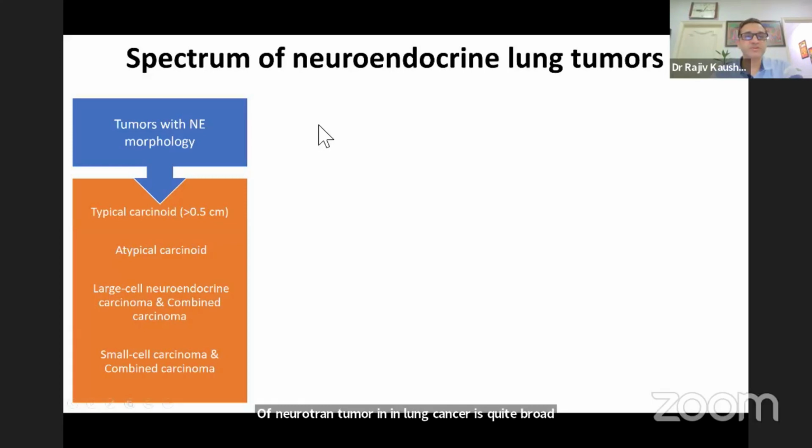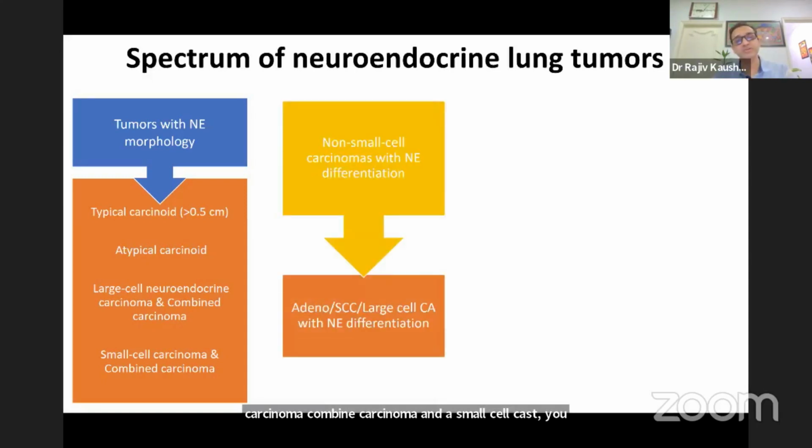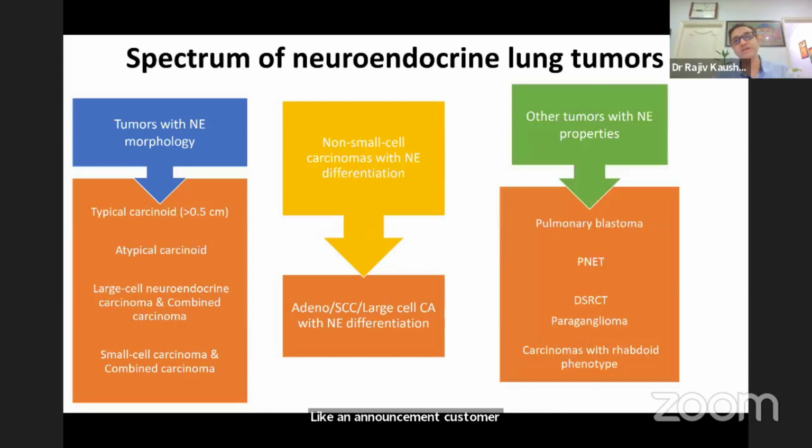We can see tumors which have neuroendocrine morphology, which are described as entities of the lung, and include typical and atypical carcinoid, large cell neuroendocrine carcinoma, combined carcinoma, and small cell carcinoma, which can also occur combined with other non-small cell carcinoma. But we can also see neuroendocrine differentiation in other common tumors like non-small cell carcinoma, adenocarcinoma, or large cell carcinoma, and there are some rare tumors which can also show neuroendocrine expression.